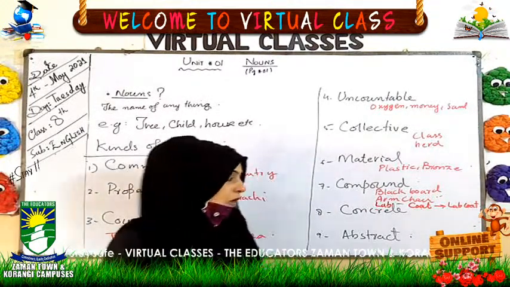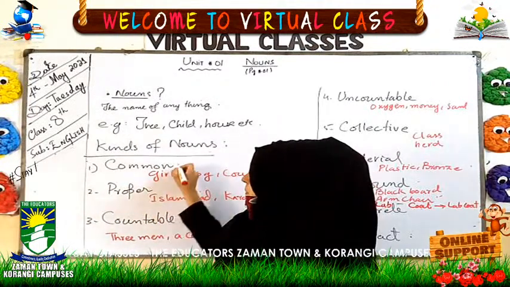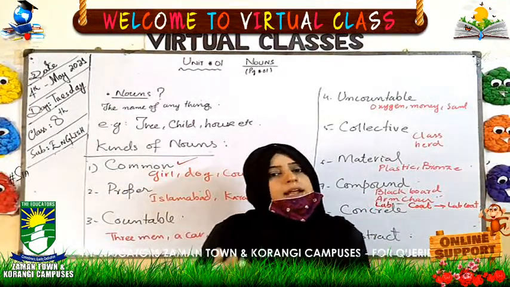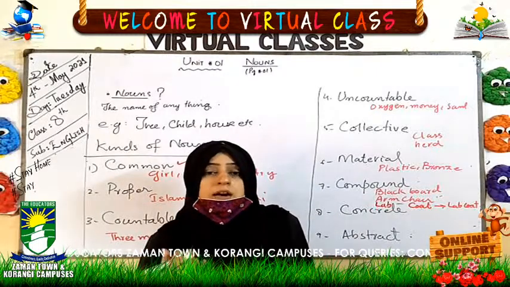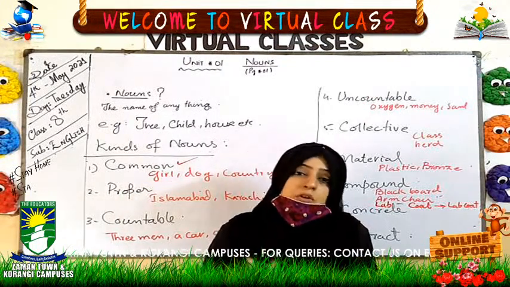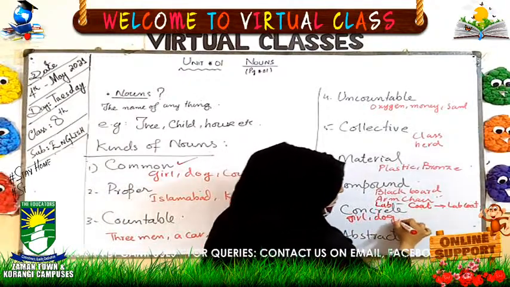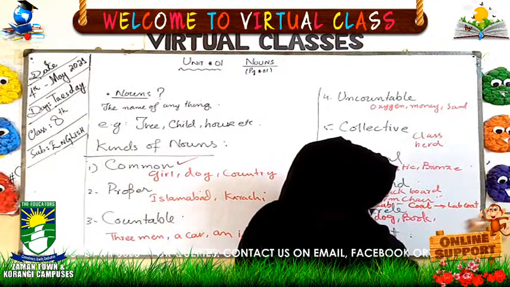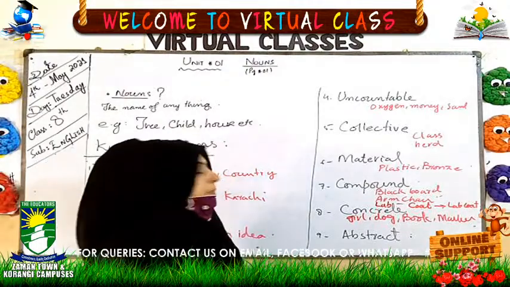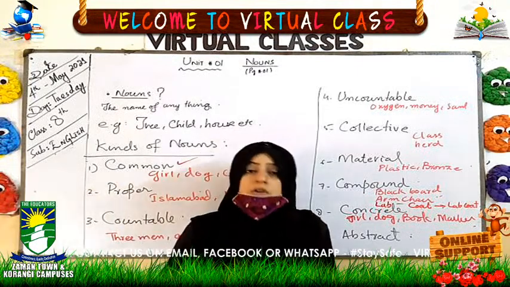Now concrete noun. Concrete and abstract nouns are the two kinds of common noun. Here we will understand the difference between concrete and abstract. Concrete nouns are those nouns, the things which you can see, feel or touch. For instance, girl, dog, book, or the marker as I am having in my hand. By your senses you can feel, see or touch it, so it would be concrete.